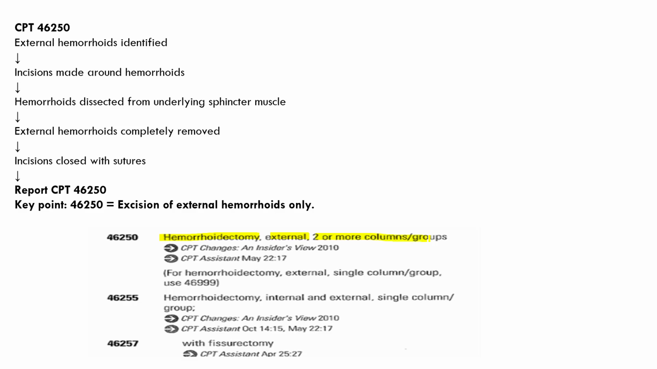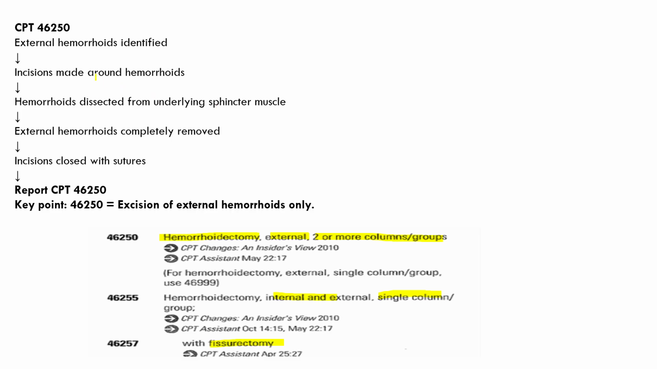Okay, 2 or more columns or groups. For single column or groups we have a different set of CPT. Along with that, if he is performing fissurectomy we have another set of CPT. So for internal and external single column we have another set of CPT. So we will see now 46250, where he is doing a hemorrhoidectomy for the external, 2 or more columns or groups.